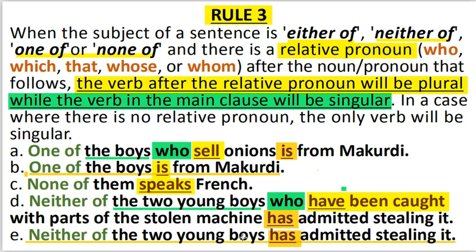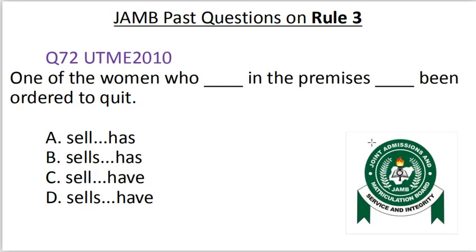Let's see some JAMB past questions relating to Rule 3. This is question 72, UTME 2010. The question says, one of the women who dash in the premises dash being ordered to quit. A. Sell has. B. Sells has. C. Sell have. D. Sells have.